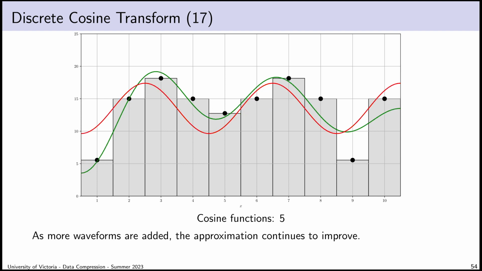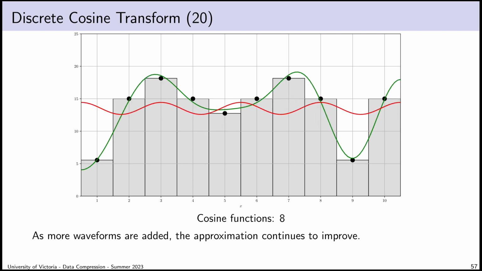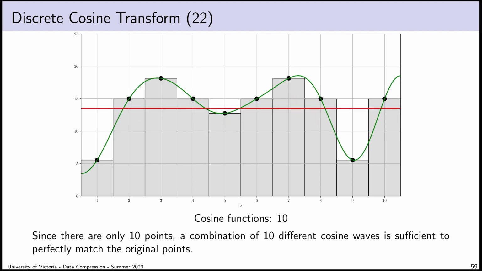When I only had five polynomial interpolating functions combined, I had this polynomial that was way off. With five cosine functions, the green wave is still close to many of my points. Okay, we'll keep going until we get to 10. After I fold in 10 functions, the green line will match exactly with all of the discrete function's points because of the rules of interpolating functions.